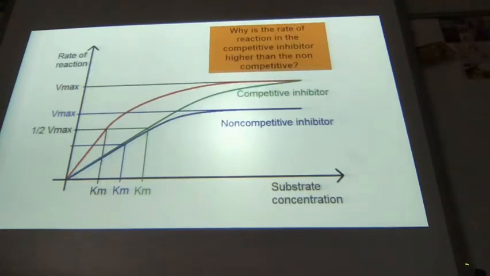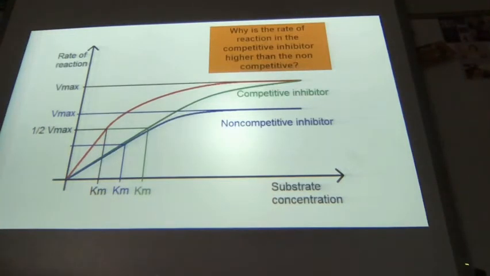Why is the rate of the reaction of the competitive inhibitor higher than the non-competitive? Because in the competitive inhibitor, there's an equal chance of the substrate and the inhibitor going to the active site, but with the non-competitive inhibitor, the substrate doesn't have a chance of competing, and as a result, the non-competitive inhibitor has a lower rate.